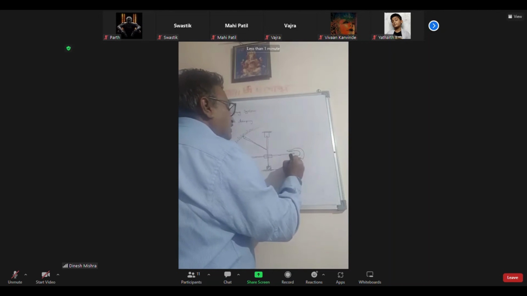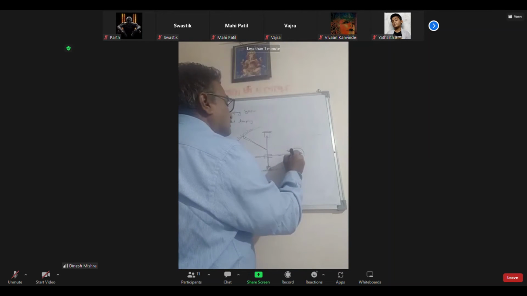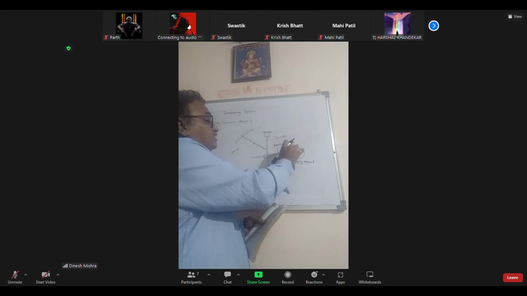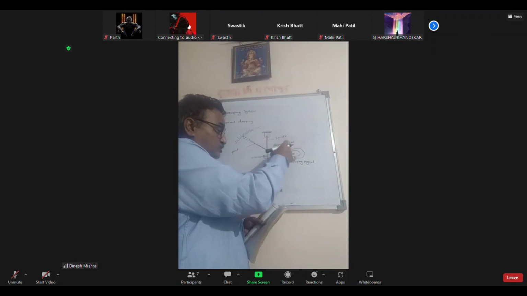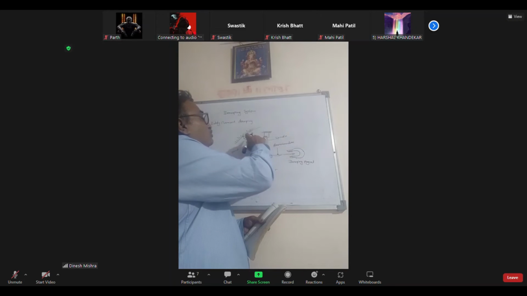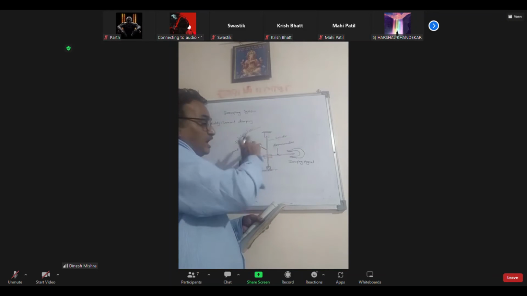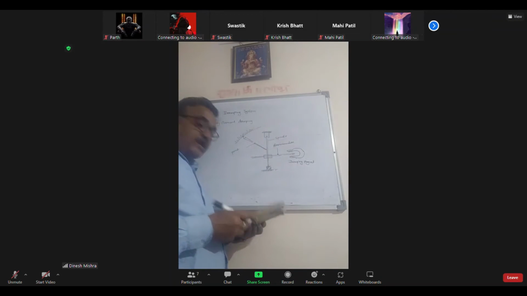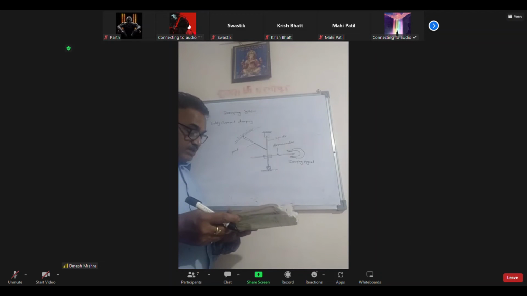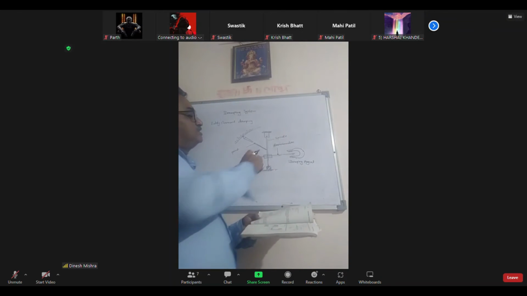This is the damping magnet. The more force it produces, the spindle comes to rest quickly, and that is called eddy current damping. Is that right? So what is given: a circular aluminum disc.